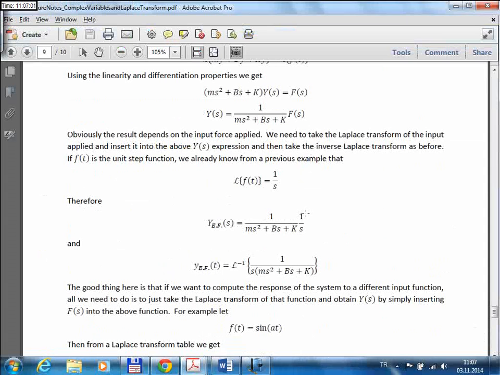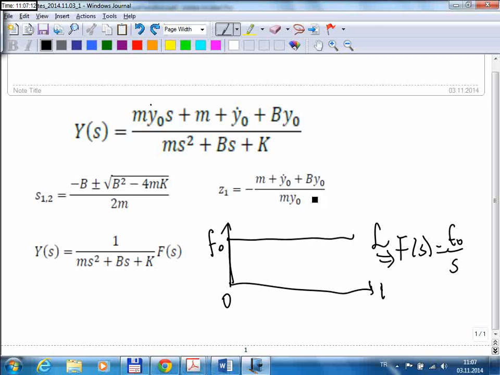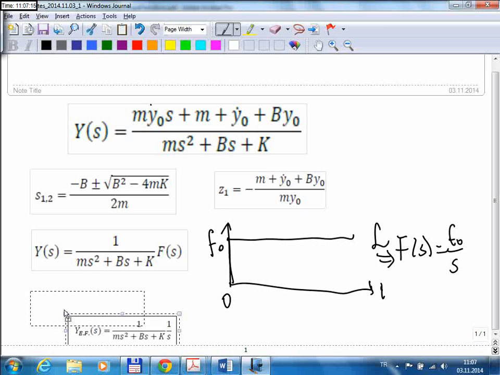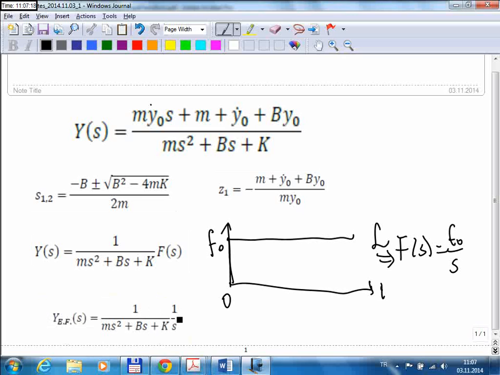So for a step function, this is the response of the function expressed in S domain. For a unit step this is the response, but for a general step function there should be an f0 here. So instead of 1 you should put f0 here. This is again a rational function in S. This time we have a third order polynomial in the denominator, since we have this additional s multiplying the denominator. And the numerator polynomial is just a constant number for this example.